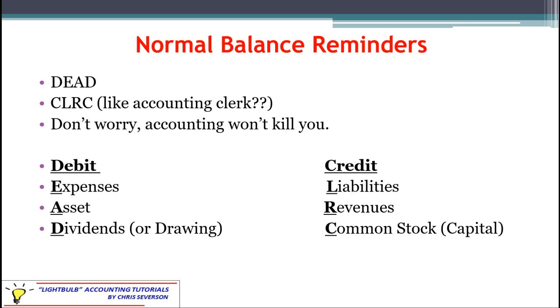So the normal balance reminders, the mnemonic devices I like to use, we have DEAD, D-E-A-D, that shows your debit accounts, your accounts with a normal debit balance. Those include the expenses, assets, and dividends. And then the other side, we have the clerk mnemonic, and that shows your credit accounts would be liabilities, revenues, and common stock. So remember, these normal balances are what are used to increase the account, but to decrease the account, use the exact opposite.